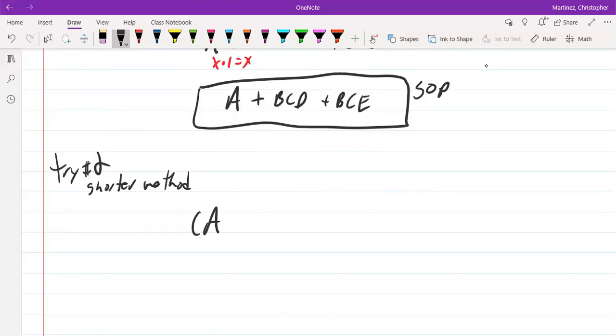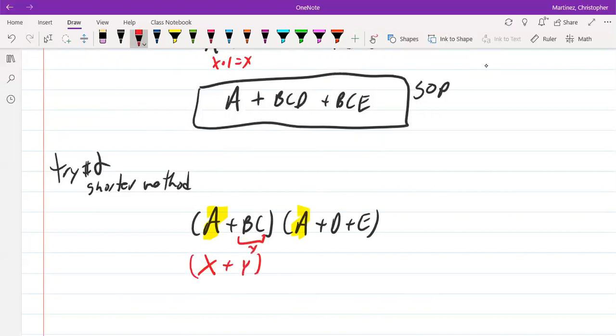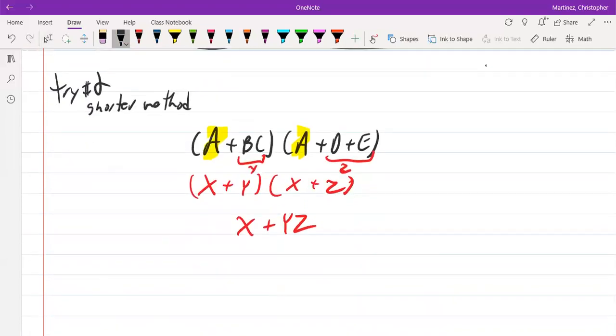So let's start with our original, A plus BC, A or D or E. Okay, so where I'm going to start is I'm going to look at A. Those are common. I'm going to say that's X. I'm going to take this to be a Y. X plus, I'm going to take that to be Z. Okay, so X plus Y, X plus Z, that is X plus YZ. Okay, so let me substitute back in. X is A, plus Y is BC, Z is D plus E.